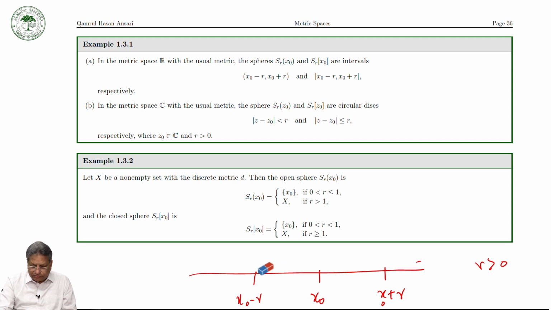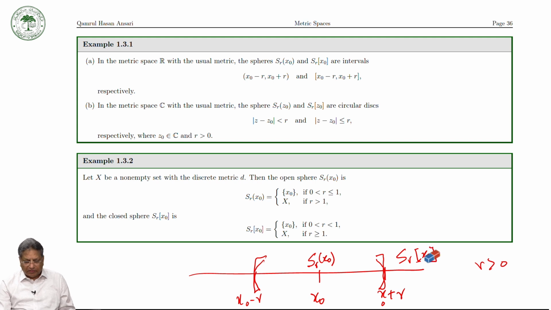Okay, and you consider the open interval. This is your open interval. This is your ball with radius r and center at x0. And if you take the closed interval, this one, then this is the closed ball with radius r and center x0. Okay, so this way you can calculate.